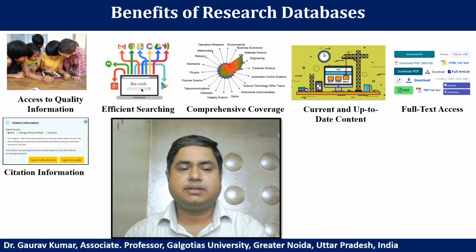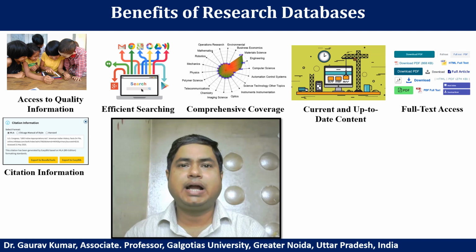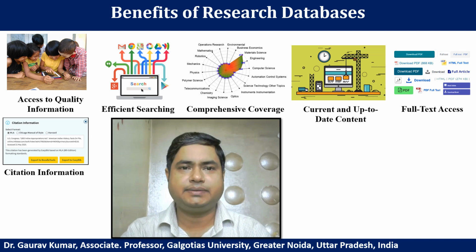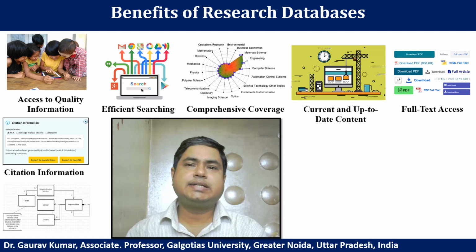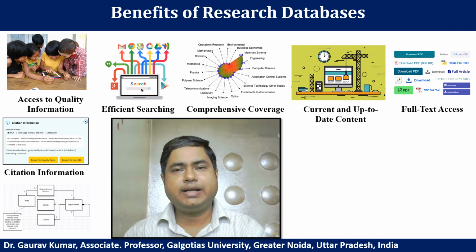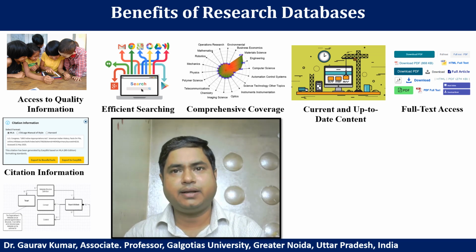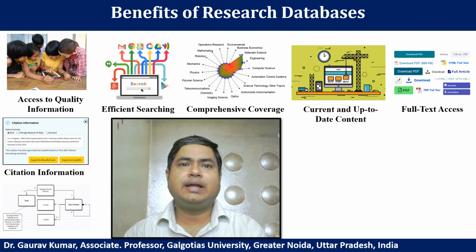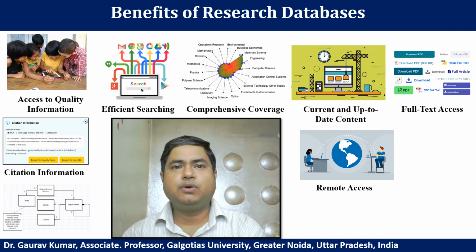Citation information. Some databases typically include citation information for each source, making it easier for researchers to properly cite their references in their own work and maintain academic integrity. The structured data and metadata. Research databases often organize and categorize information using structured data and metadata, making it easier to navigate and locate relevant materials.